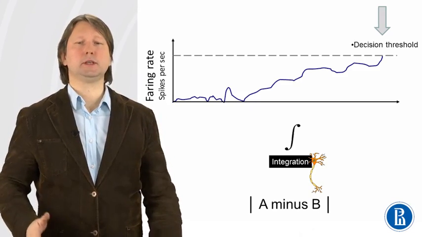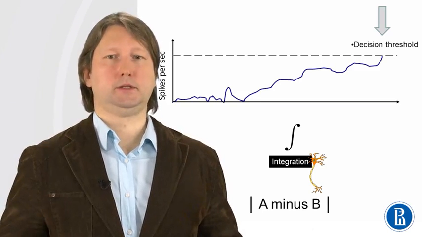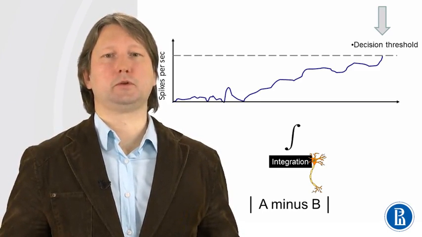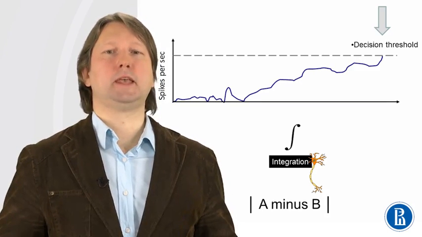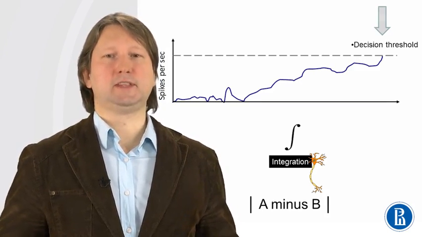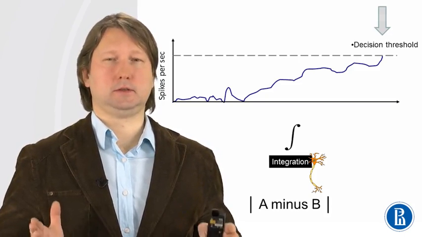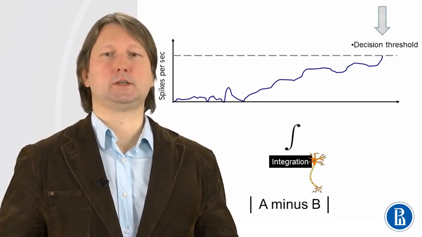So here you see the integration process. Decision-making neurons integrate information over time, they collect information from detectors, and if they get enough information, if they are activated until the decision-making threshold, the decision is finalized.